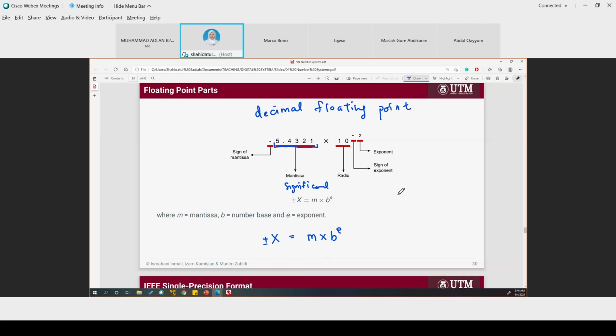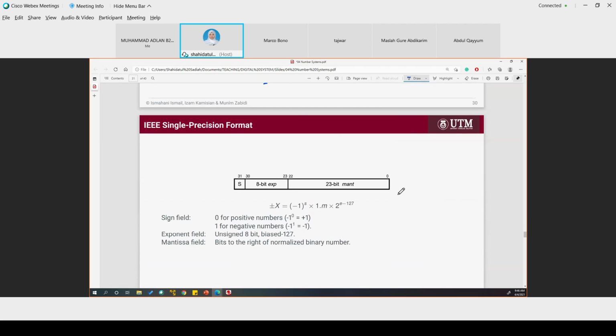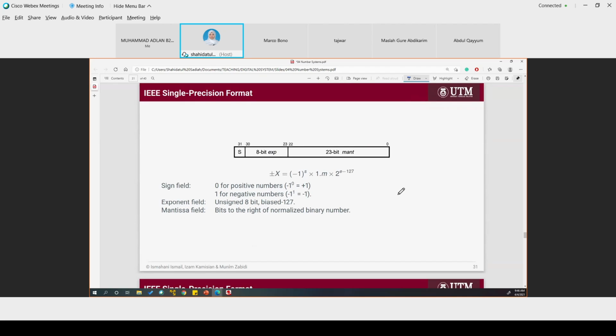So for computer, because floating point needs a standard format, in many systems we are using a double precision format, which is 64 bits floating point.